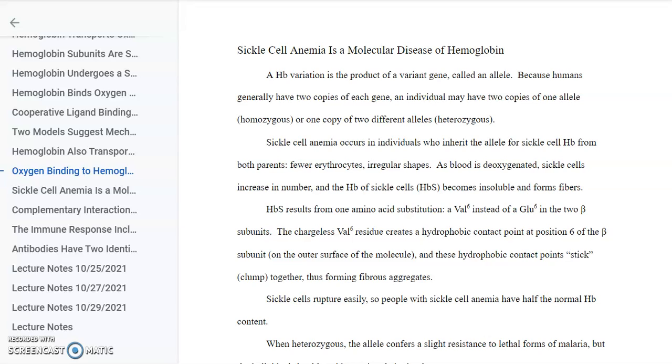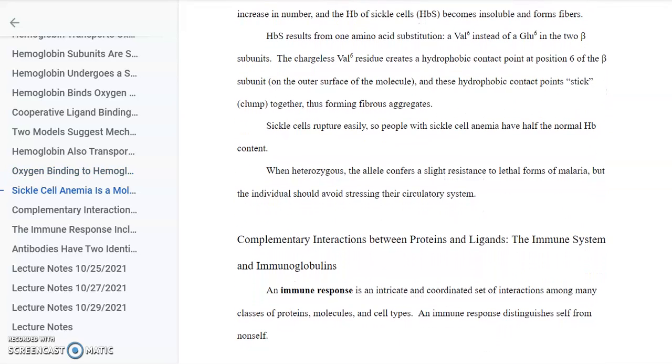Sickle cell anemia occurs in individuals who inherit the allele for sickle cell hemoglobin from both parents. They have fewer erythrocytes, and they're irregularly shaped. As blood is deoxygenated, sickle cells increase in number, and the hemoglobin of sickle cells becomes insoluble and forms fibers. Sickle cell hemoglobin results from 1 amino acid substitution, a valine 6 instead of a glutamate 6, in the 2 beta subunits.